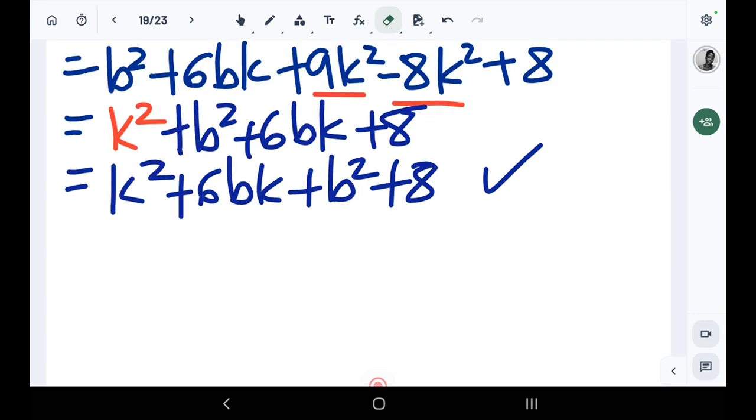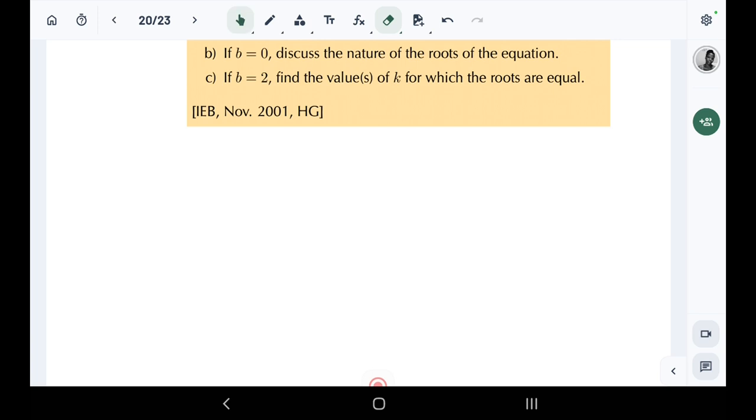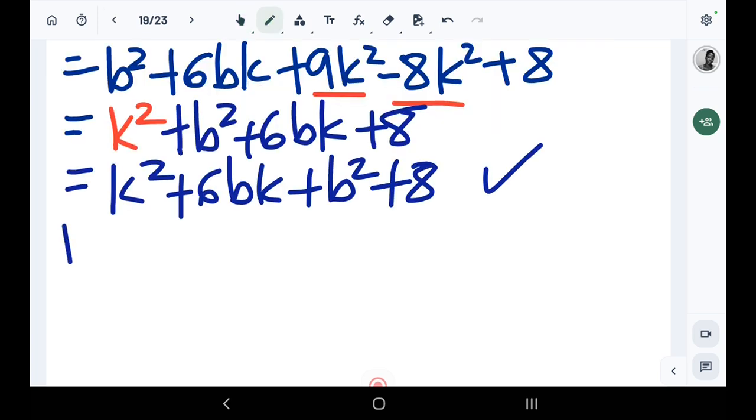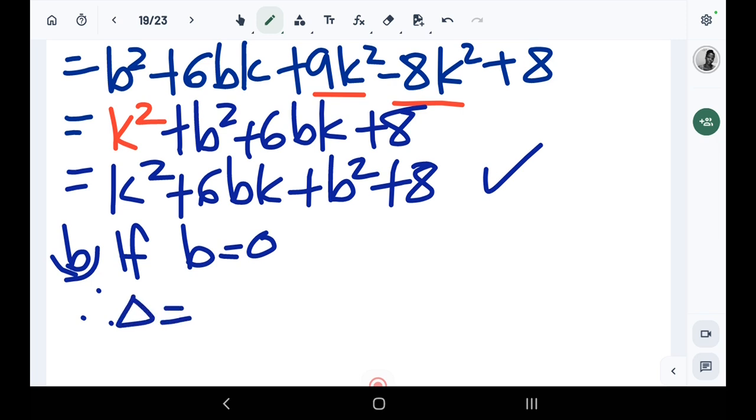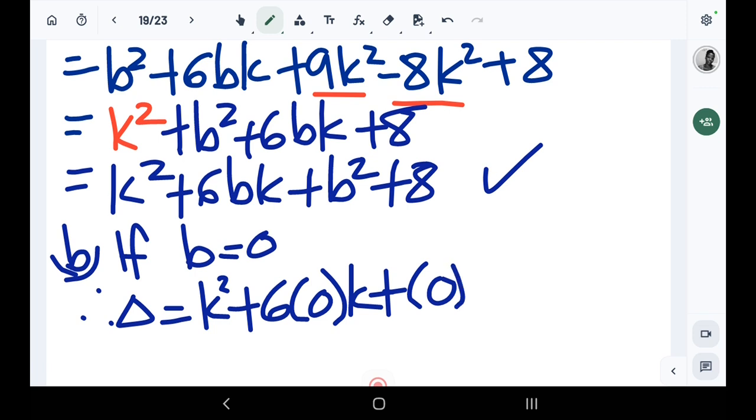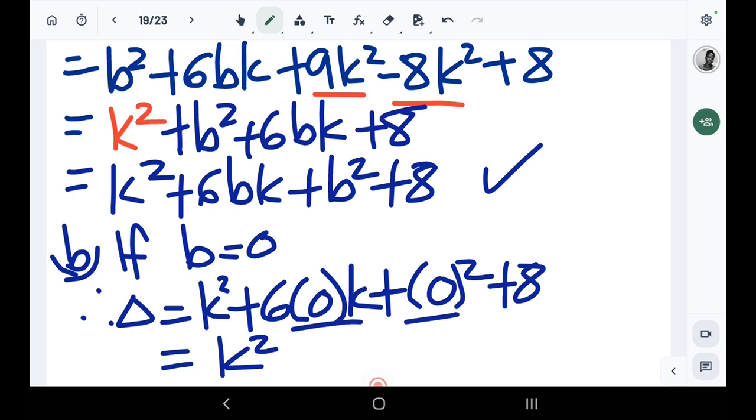Number b says, if b is equal to 0, discuss the nature of the roots of the equation. All right. If b equals 0, therefore, this is the situation. The discriminant is k squared plus 6 times 0 times k plus 0 squared plus 8, which is equal to k squared plus 8. What is the nature of the roots?